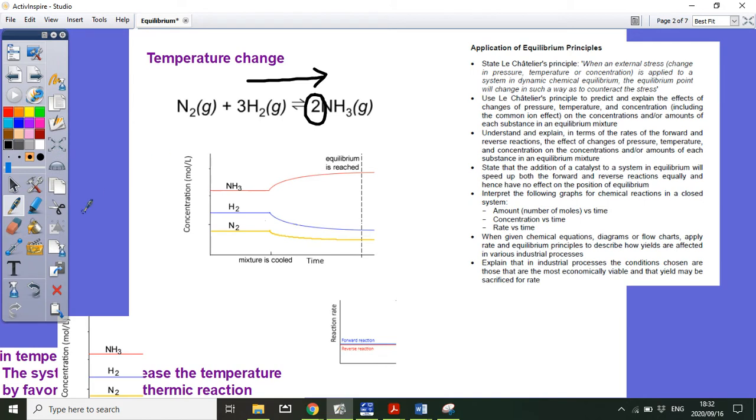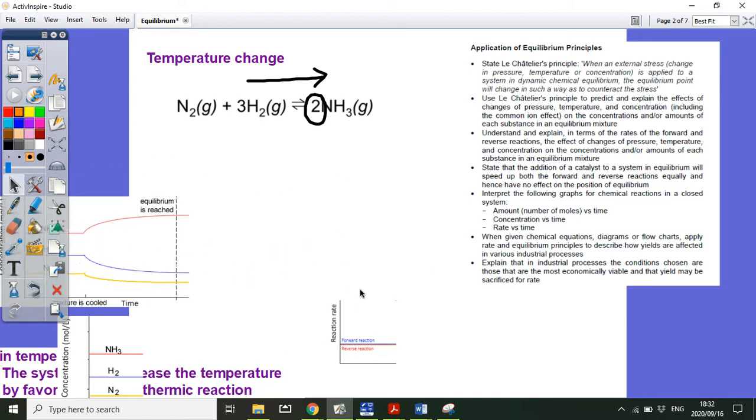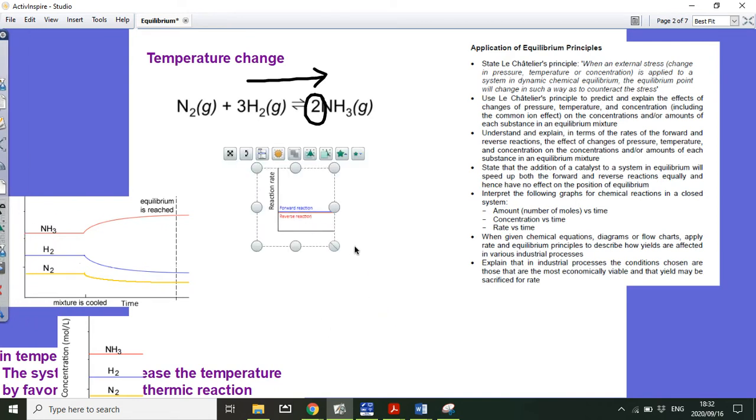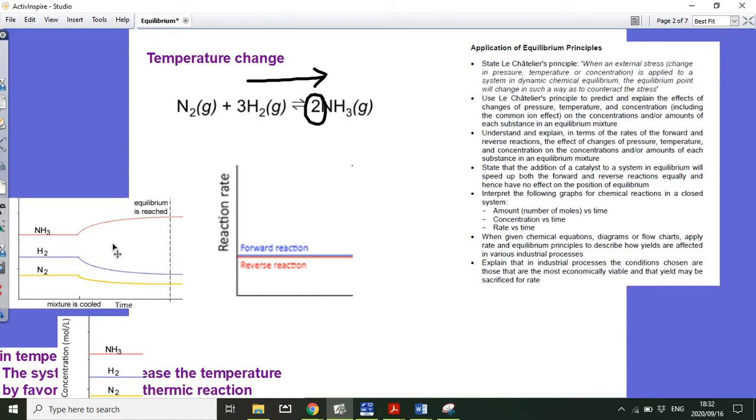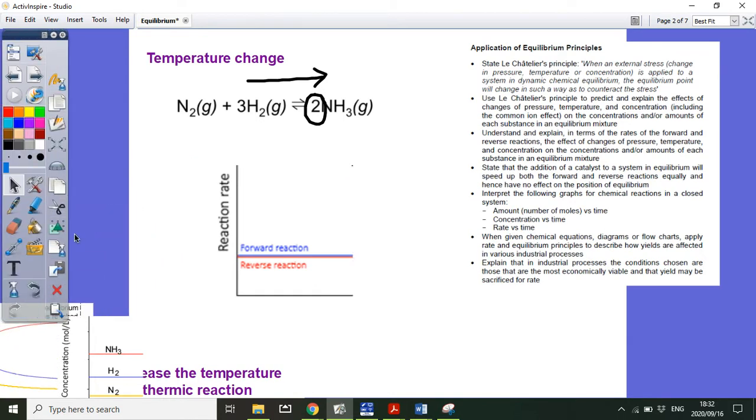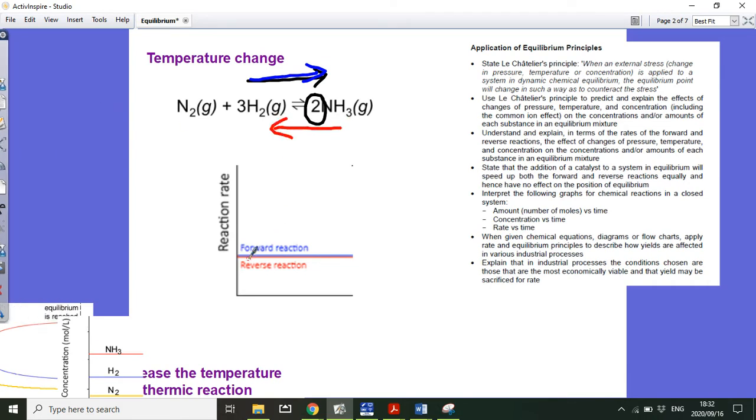Now remember, there are only two rates, because there's only one forward and one reverse reaction. So for reaction rate, if we have that little graph there, just throw that one away. For the reaction rate, we have only two reactions, the forward reaction and the reverse reaction. So there's my forward reaction, and then there's my reverse reaction. Now it's already in a happy equilibrium. We're looking at it once it's already reached equilibrium.